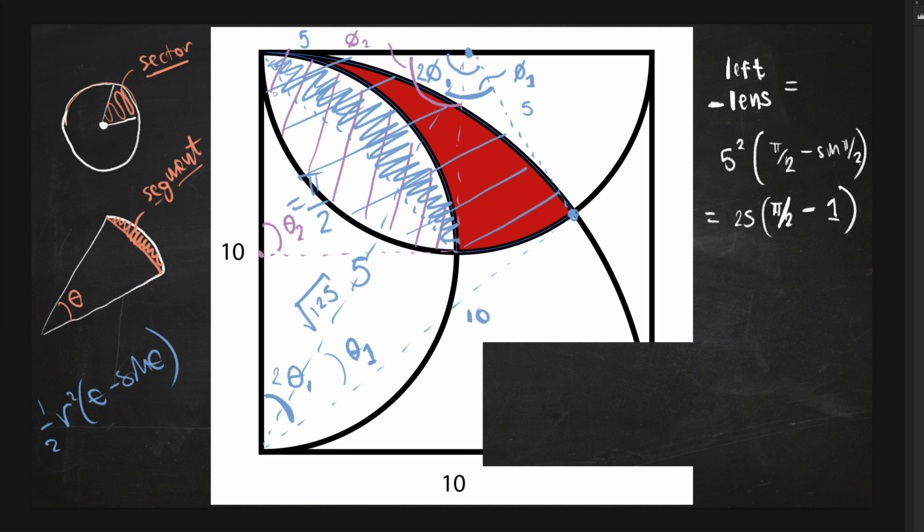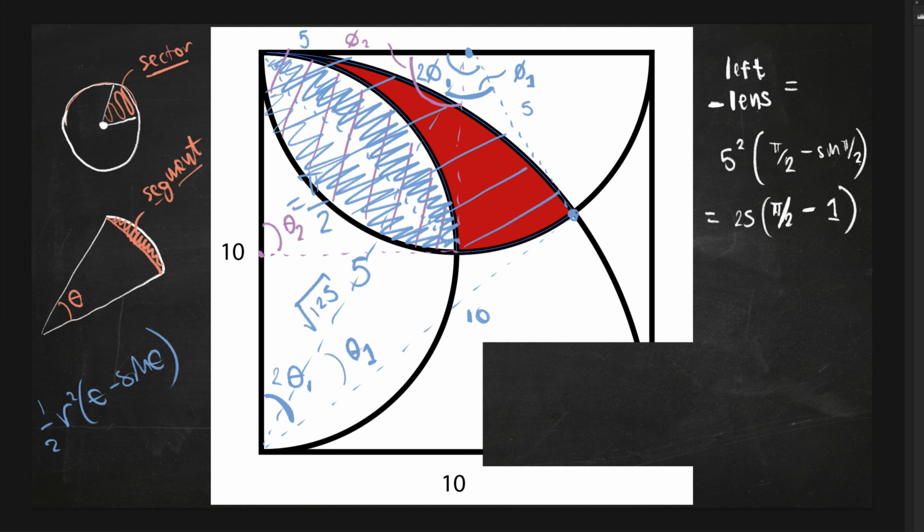But obviously, both the segments here are going to be identical because both the radii are 5 and both the angles are pi on 2. So this becomes quite trivial to find the lens. I didn't actually use the lens equation for that one. I just used the segment formula, doubled up. And that gave me this left lens expression, 25 pi on 2 minus 1.